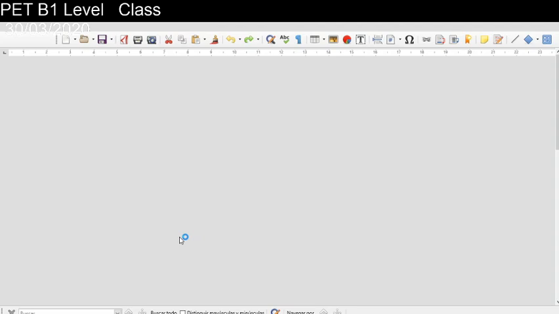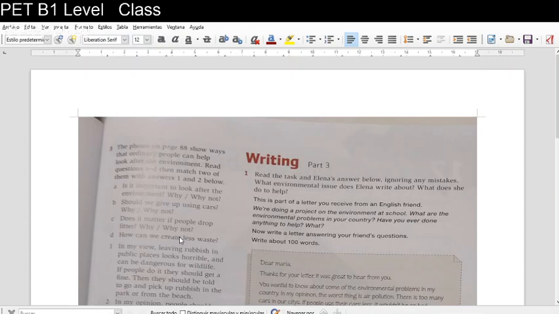It's the same page we were dealing with last week, when we worked on environment, and the speaking regarding environmental issues. There was a picture I sent you, and the writing is writing part 3. It's unit number 11. Please, everybody, go to page number 89. It's writing part 3, and it says read the task. Read the task and Elena's answer below, ignoring any mistakes, because after that we have to correct the mistakes, for you to focus on what kind of mistakes you are not allowed to make in the exam.